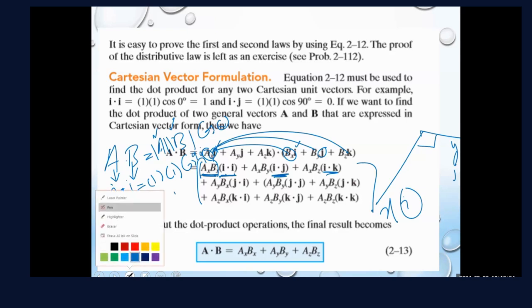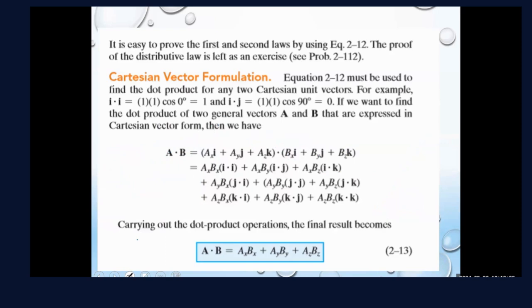So wherever the angle is 90, what would happen? It is going to be 0, right? All of these will be 0 because when I evaluate this thing, it's going to be 0. So wherever the angle is 90, either it's i, j, or k, this angle is also 90, this angle is also 90, this angle is also 90. Wherever I have different vectors, like i and j, or j and k, it will become 0.